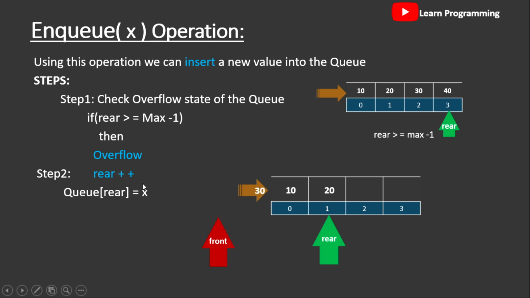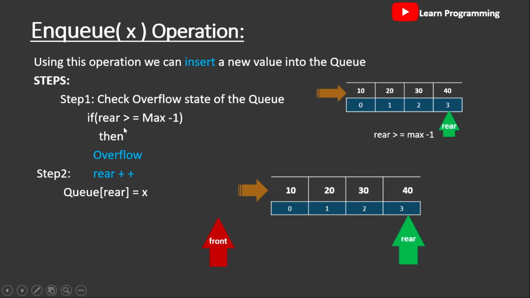Let us do one more insertion operation, 30. First I check the overflow state, it is not overflow, I increment the rear position by 1, so from 1 to 2, and then I insert the value 30. So this is how we perform the Enqueue operation using these 2 steps. Hope you're clear with that. And I'm inserting one more value, 40. Increment the rear value and then insert the value 40 into the queue.